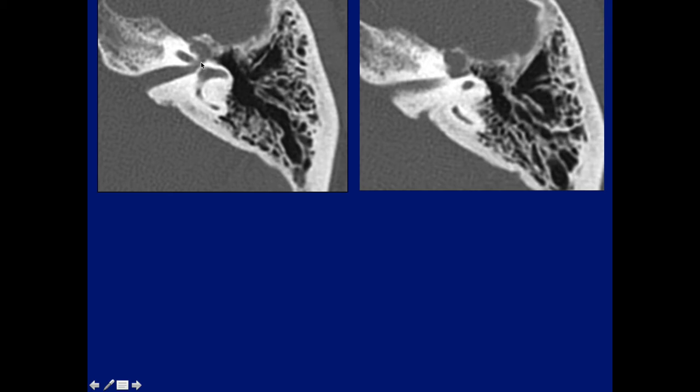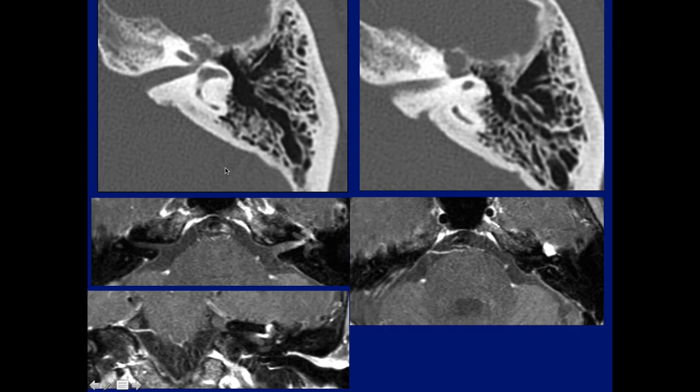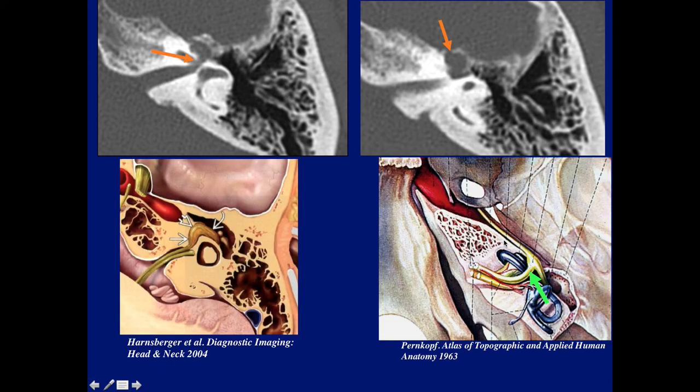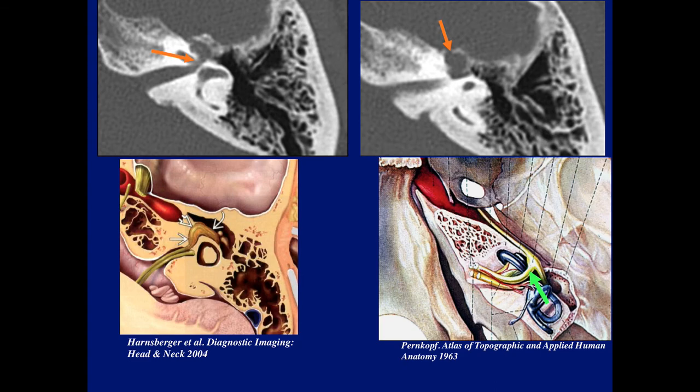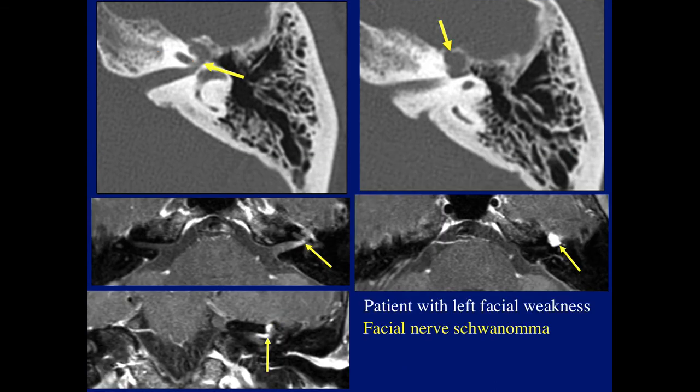Look at the labyrinthine segment. It's markedly enlarged. And here's the MR showing the enhancement. And what we're dealing with here, as this diagram shows nicely, is a facial nerve schwannoma. Patient had a facial nerve schwannoma, had left facial weakness.